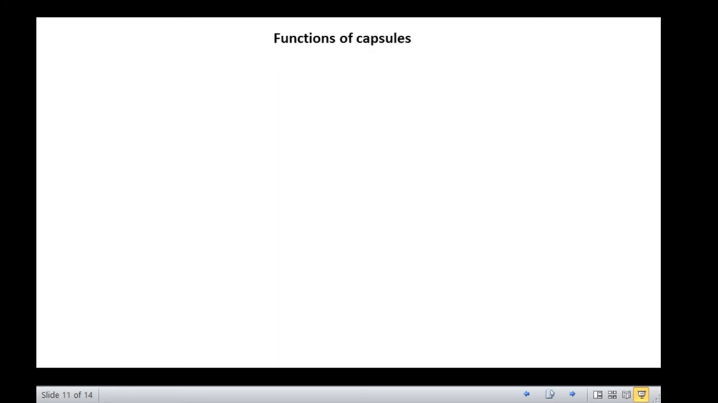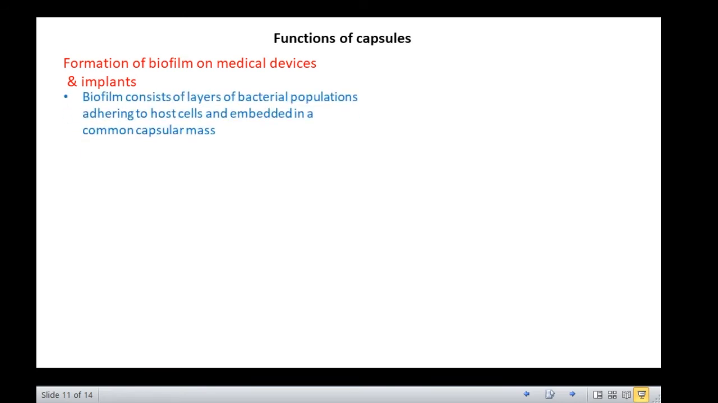Many urinary tract pathogens are known to form biofilms on catheters and other medical implants. A biofilm consists of layers of bacterial populations adhering to host cells and embedded in a common capsular mass. Formation of biofilms is a serious emerging medical problem.